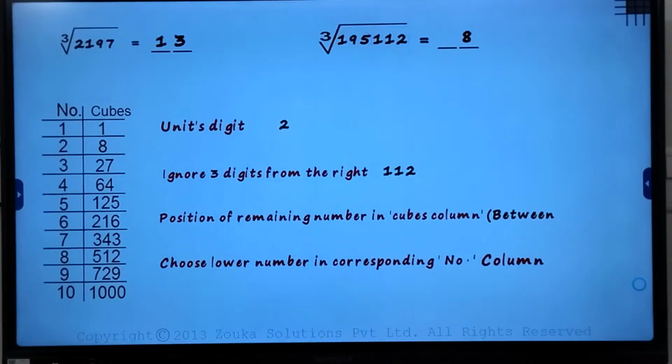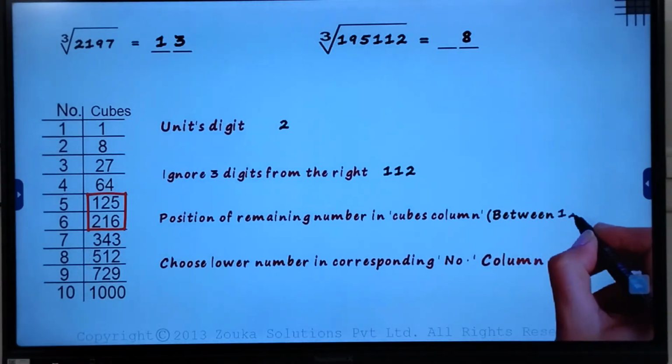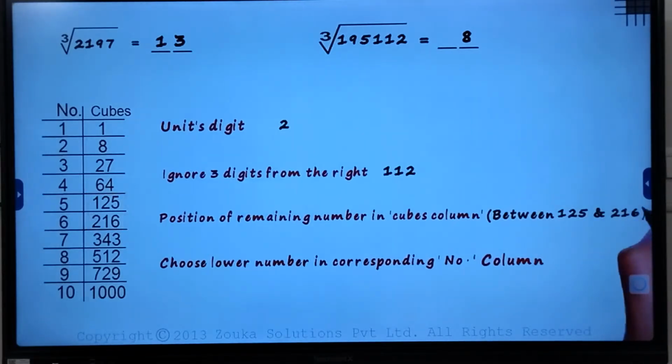Now where is 195 placed in the cubes column of the table? It is placed between 125 and 216. That is, it is placed between 5 cubed and 6 cubed. So from the numbers column, we choose the lower number among 5 and 6. It is 5. And we write this number in the tens place of the answer.